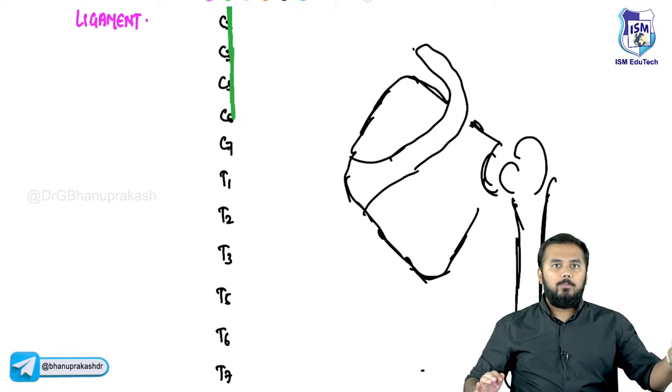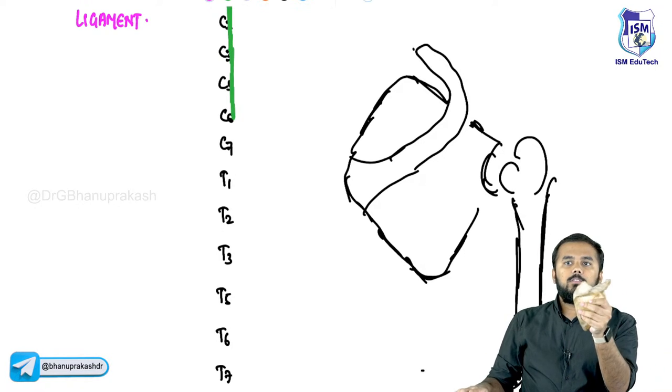This is your scapula. You know? This is your scapula. Now, in this scapula, you can see many things. What are these things here? You see, this part is called the spine of the scapula. What is this called? Spine of the scapula.